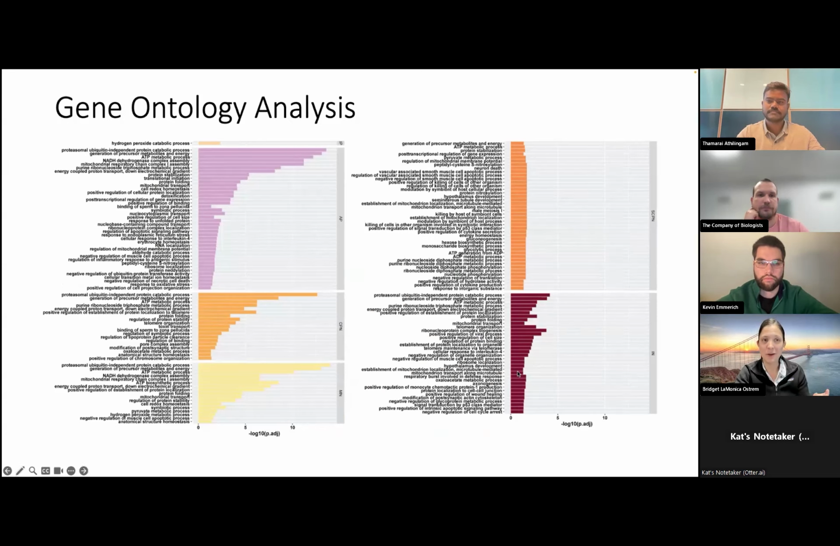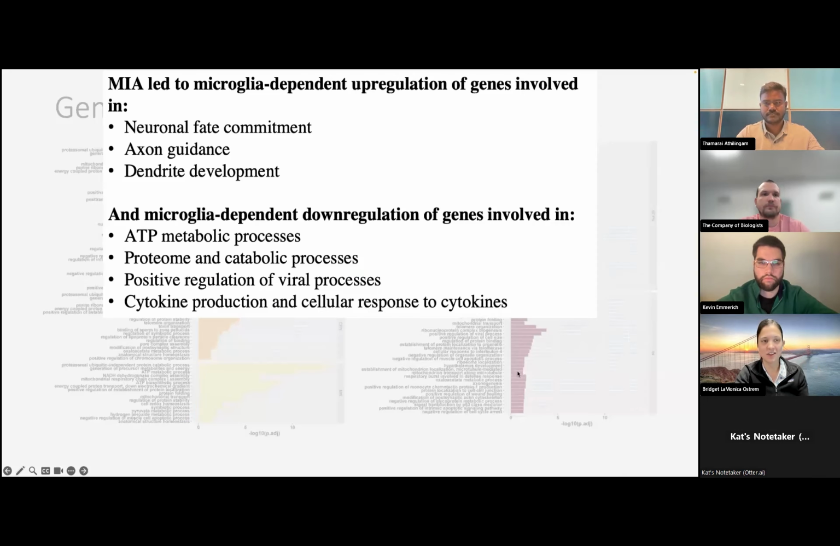So of course, we went on to do gene ontology analysis of the genes that were significantly up and down regulated. I won't go through the details, as there's many lines here, but to summarize our findings broadly, and I'm happy to answer questions later on this, we saw that MIA led to microglia-dependent upregulation of genes involved in neuronal fate commitment and related processes, and to microglia-dependent downregulation of genes involved in a variety of cell energetic processes, proteasome synthesis, and also regulation of the cell's response to viruses, which was really interesting.